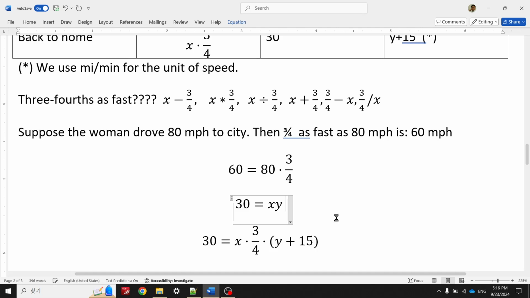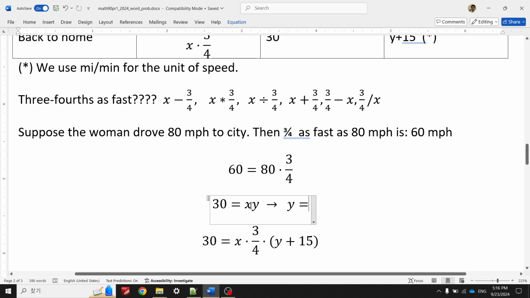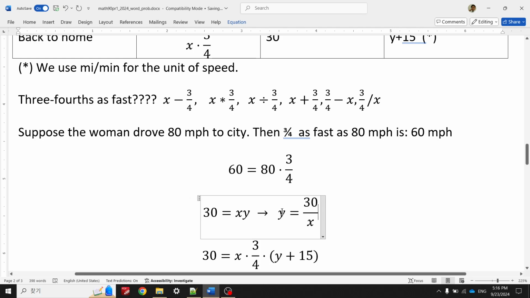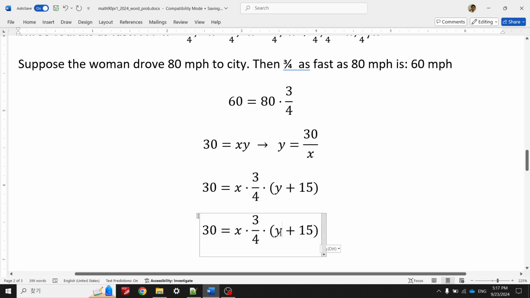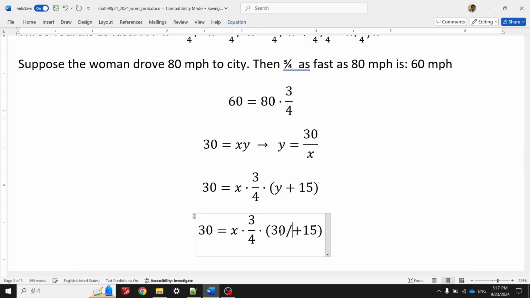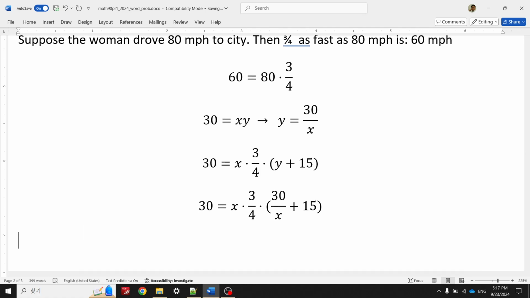So if you solve this for y, what do you get? Y is? How do you solve for y? No, see, x is multiplied to y. So what gets rid of x if it's multiplied? Division. So you have to divide by x. So it's 30 over x. Okay? And that gets plugged into the next one. So we are going to plug that into the y here. This y is now 30 divided by x.